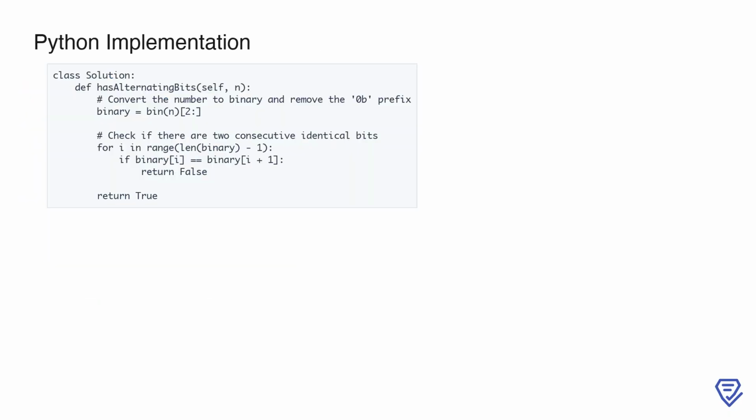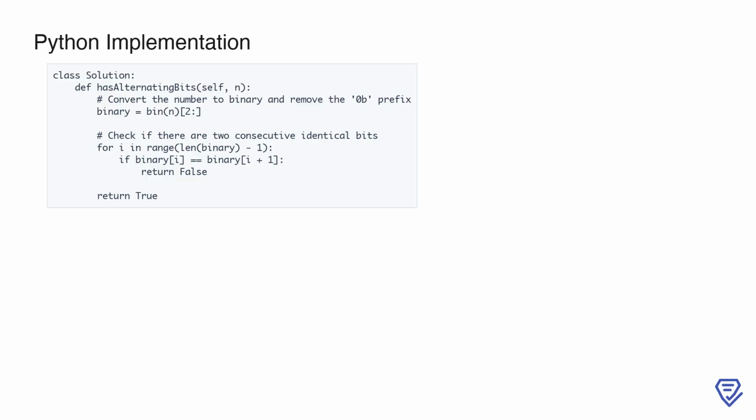This implementation determines if a given integer n has alternating bits in its binary representation. The hasAlternatingBits function is part of the Solution class. First, the binary representation of n is computed using Python's bin function, and the 0b prefix is removed by slicing with [2:]. This creates a string of binary digits. Next, the function iterates through the binary string, comparing each bit with the one following it. If two consecutive bits are identical, the function immediately returns false, indicating that the binary number does not have alternating bits. If the loop completes without finding any identical consecutive bits, the function returns true.